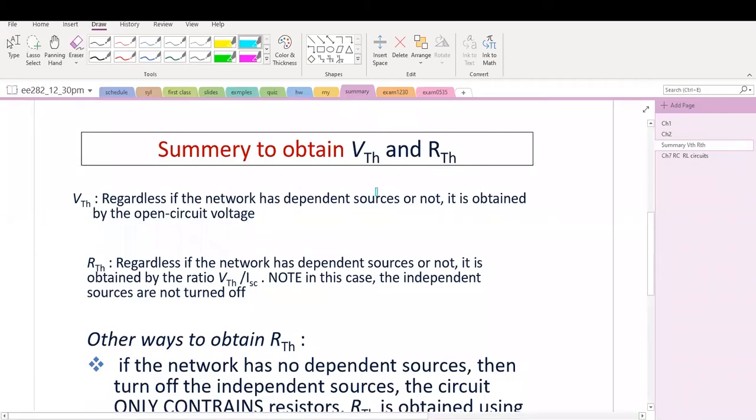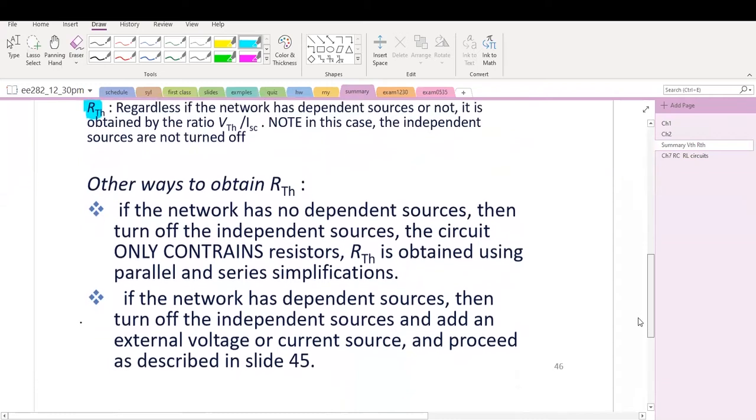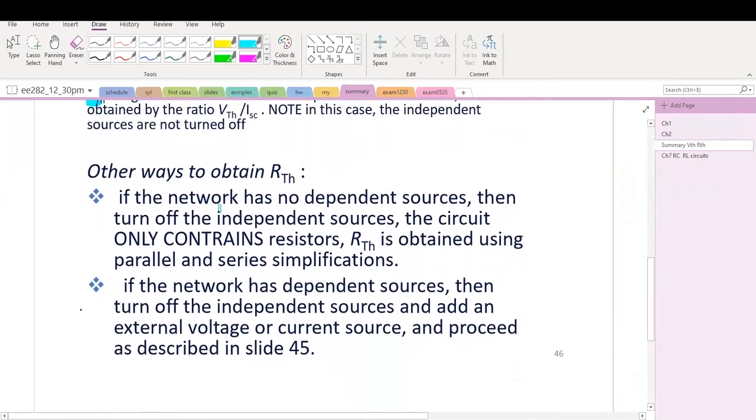Let's review how we obtain the VTH and the RTH in the Thevenin theorem. So VTH, regardless of whether the circuit or the network has independent sources or not, is obtained at the open circuit voltage or open terminal voltage. To obtain RTH, there are several ways. The common way is to distinguish if the network has independent sources or not.